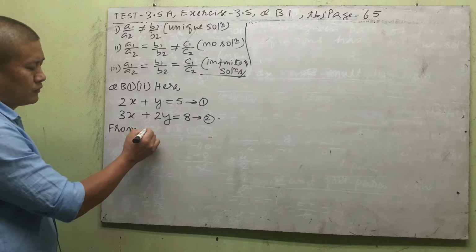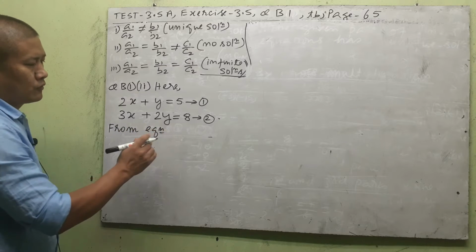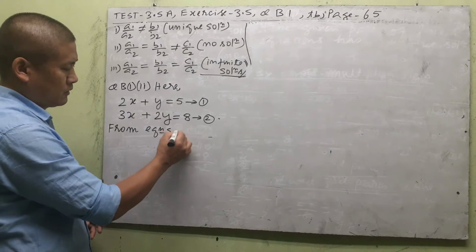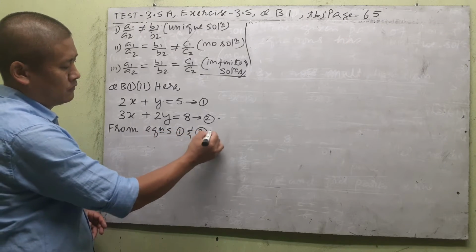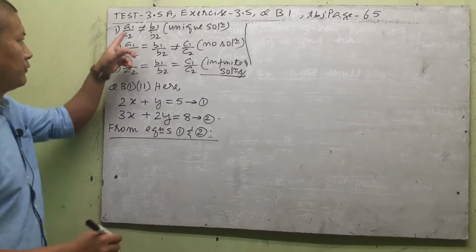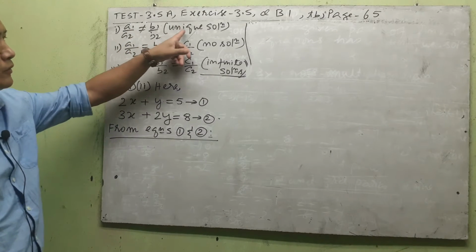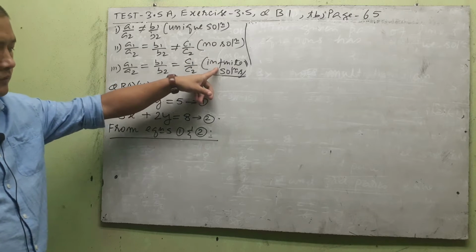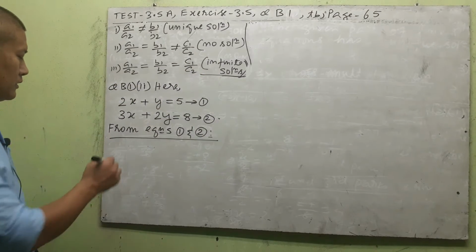Both C1 and C2 should be both on left side or both on right side. From equations 1 and 2, as we have been doing, the question is saying whether they have a unique solution, no solution, or infinite number of solutions. First find out. So let us just first find out that one.